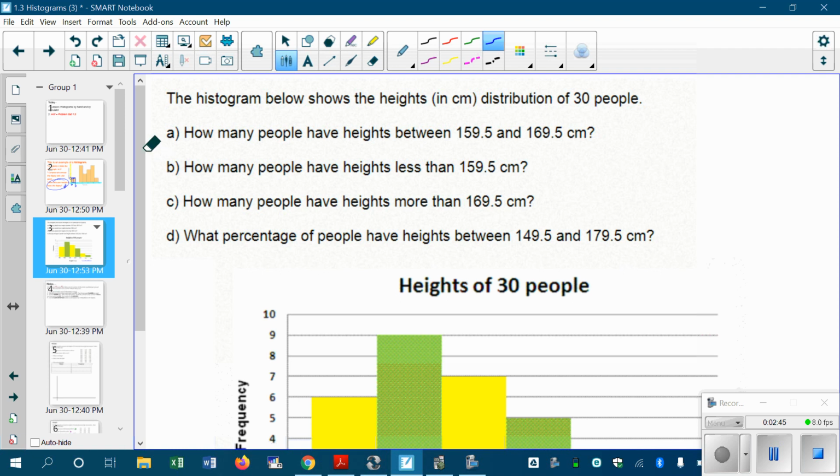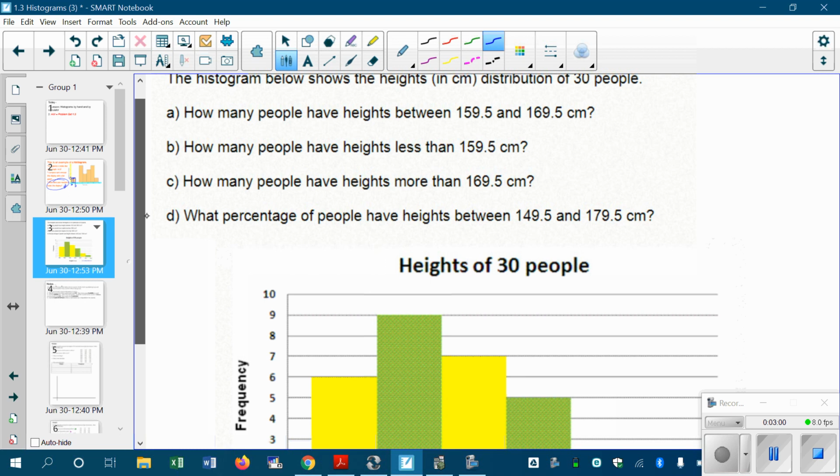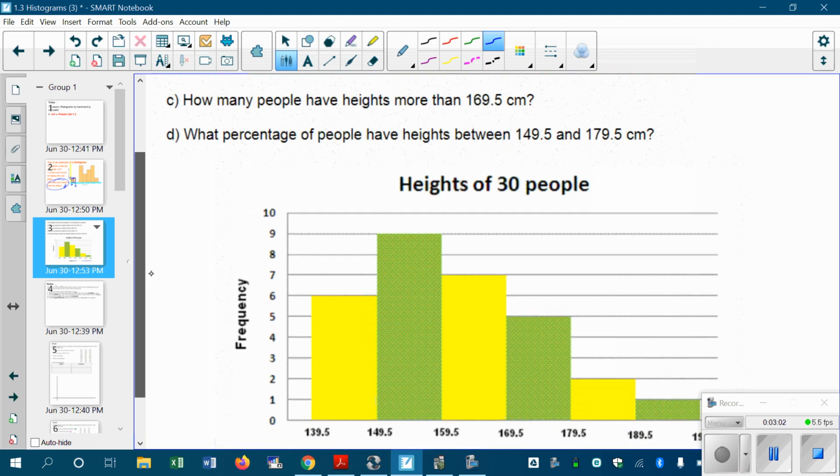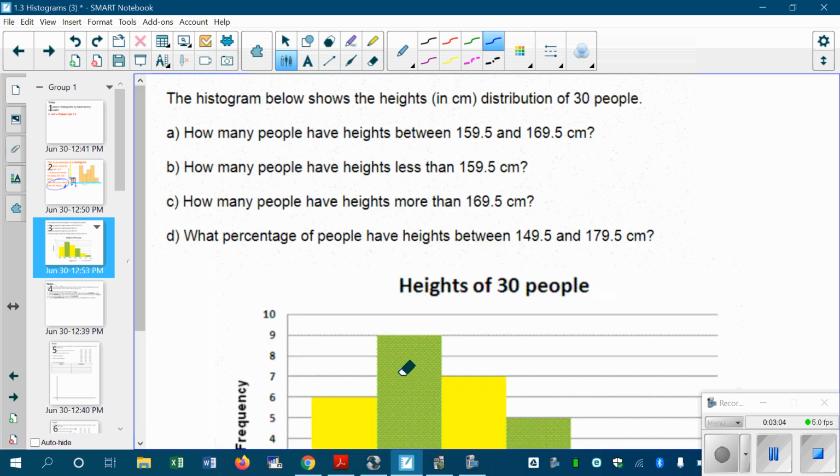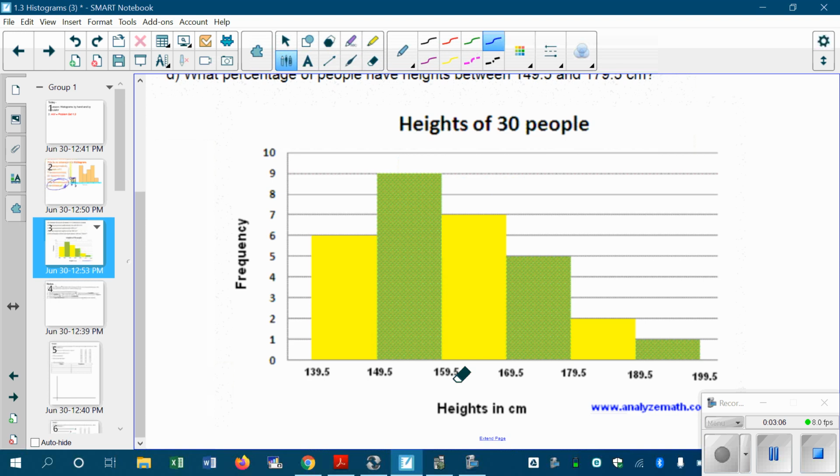Okay, this graph and set of questions is just to practice reading a histogram. So this histogram shows the height in centimeters of a group of 30 people. And there are some questions here. How many people have heights between 159.5 and 169.5? So I'm going to find that on my scale here, and then I read up. Oh, 7.